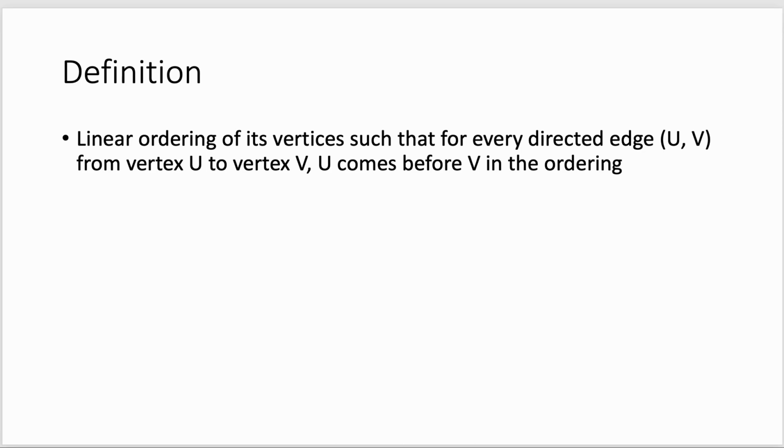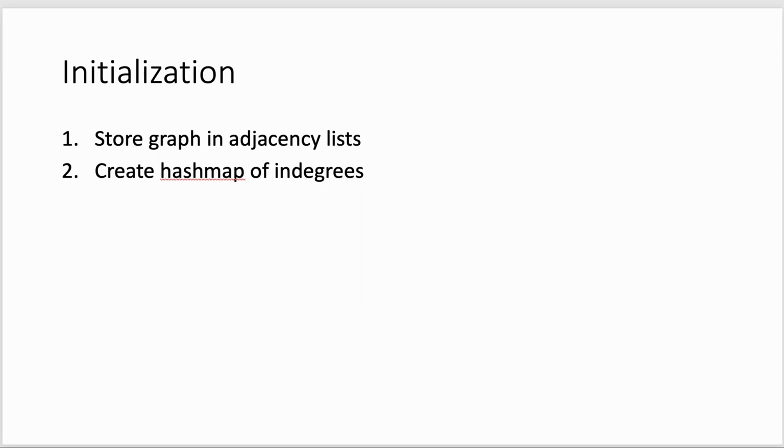Now I'm going to go through the steps of creating a topologically sorted list. What you want to do first is initialize by storing the graph of edges in an adjacency list. So for each parent vertex, there will be a list of its children or child vertices that they're connected to via edges. Next, I want to create a hash map of the indegree count for each vertex. Indegree is basically the number of incoming edges for each vertex.